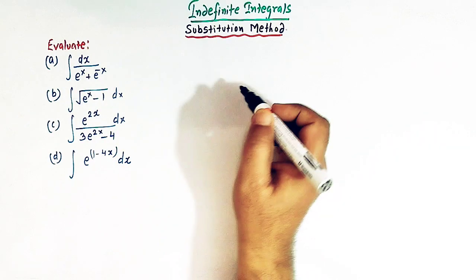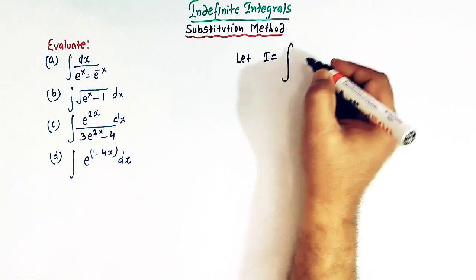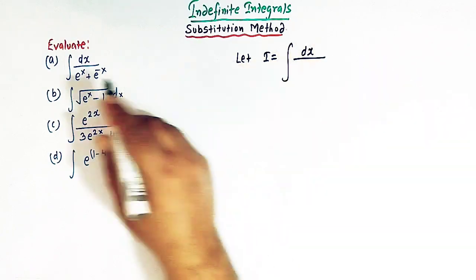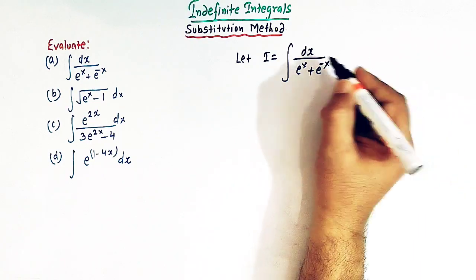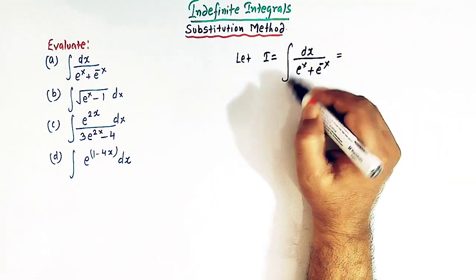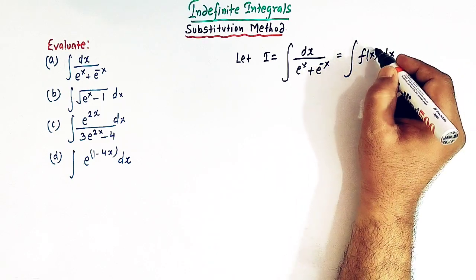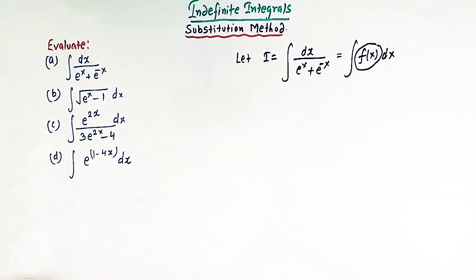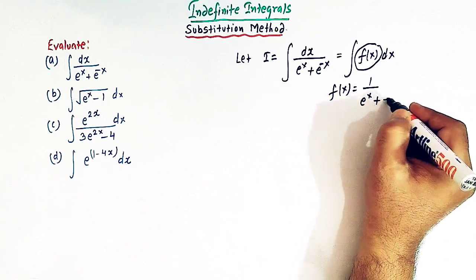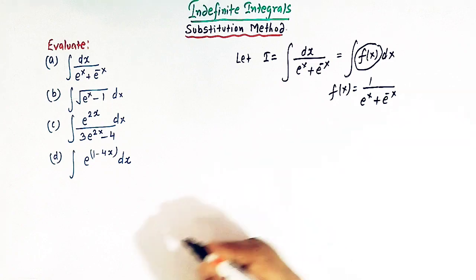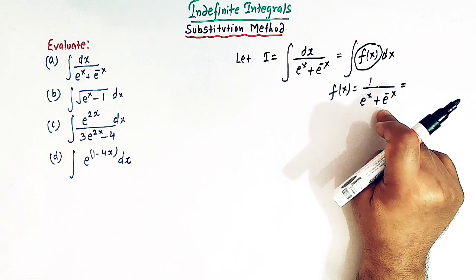So let us first take this problem. Let us call this integral I, and we have the integral dx over e raised to x plus e raised to minus x. Now if we compare this integral with the integral of f of x dx, then our integrand is f of x, and f of x is equal to 1 over e raised to x plus e raised to minus x. Now let us first simplify this expression.